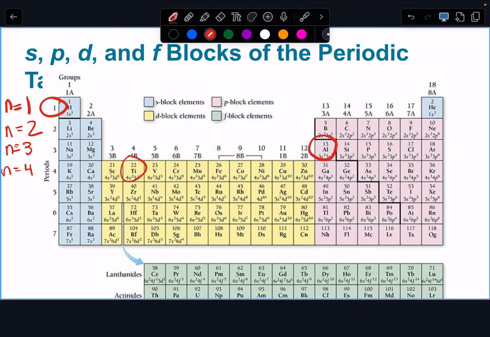So this is the only thing you have to keep in mind when you're doing this, but it's actually a good thing because it reminds you that the S is going to fill first, and then you're going to go to the 3D. So when you do the Ds, you need to remember that n is one less than the column number.